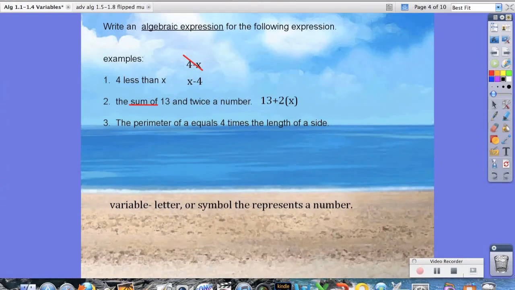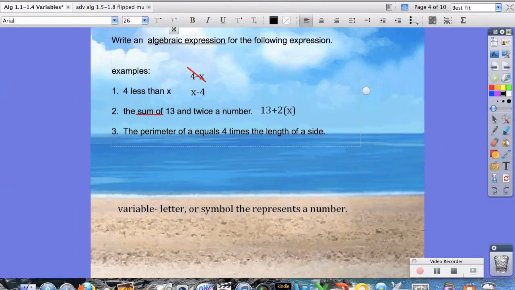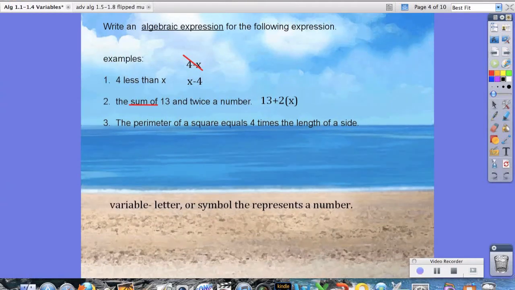So our last example, number 3, is the perimeter of A equals 4 times the length of a side. So let's change this question up a little bit. The perimeter of a square equals 4 times the length of a side.